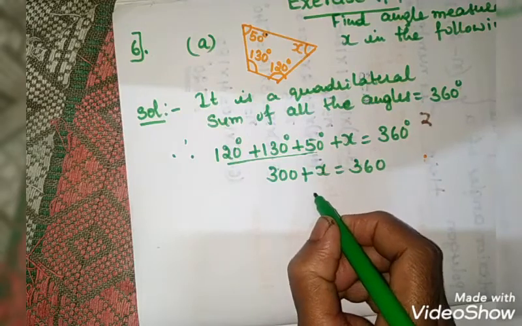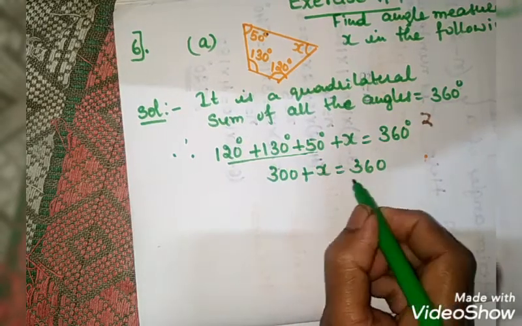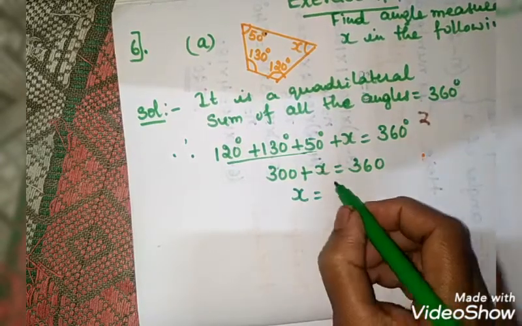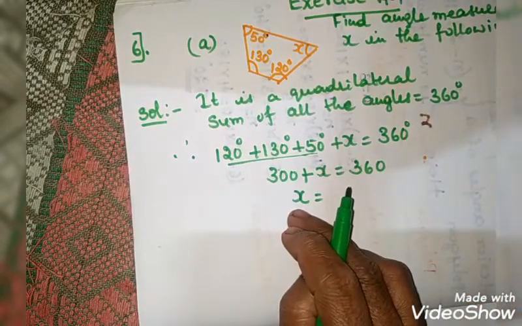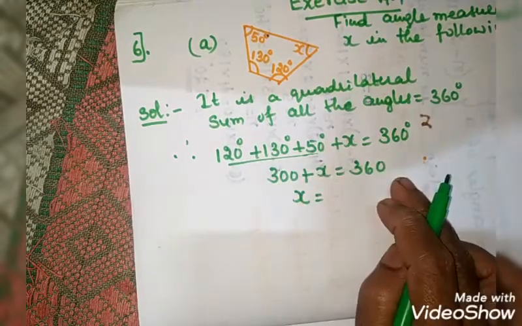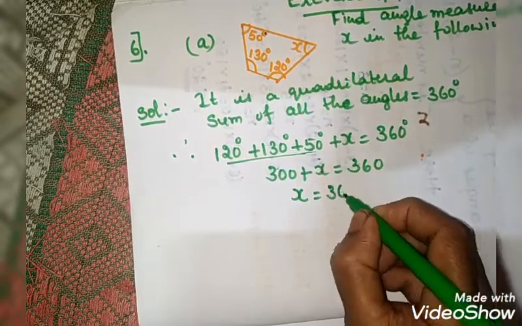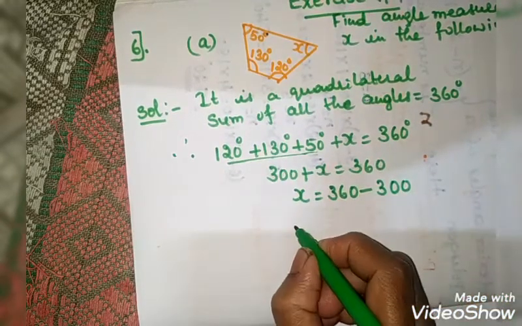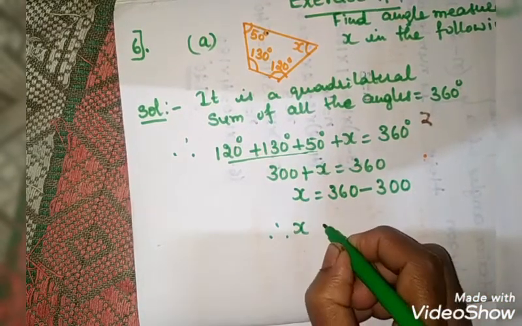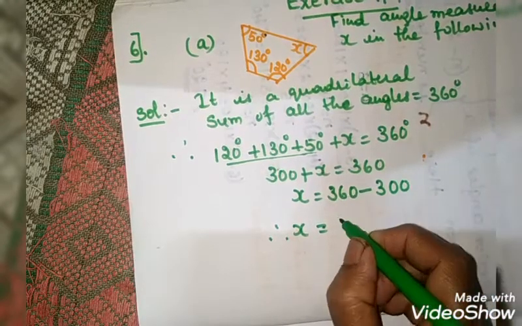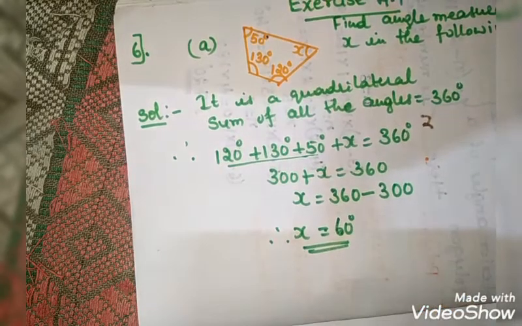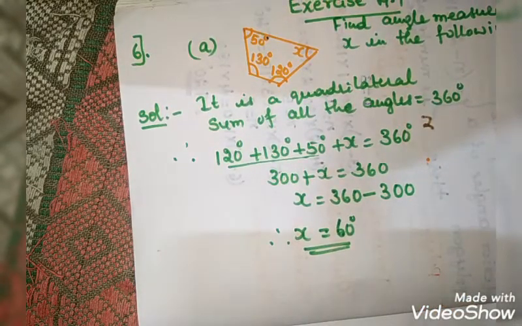But what we need? In linear equations we studied. This is a linear equation now. We need the value of x. So what we are doing? We are retaining x on the LHS and bringing 300 to the right hand side. So 360 minus 300. Therefore x is equal to how much? 360 minus 300, it is 60 degree. So we got the angle as 60 degree. Got it?